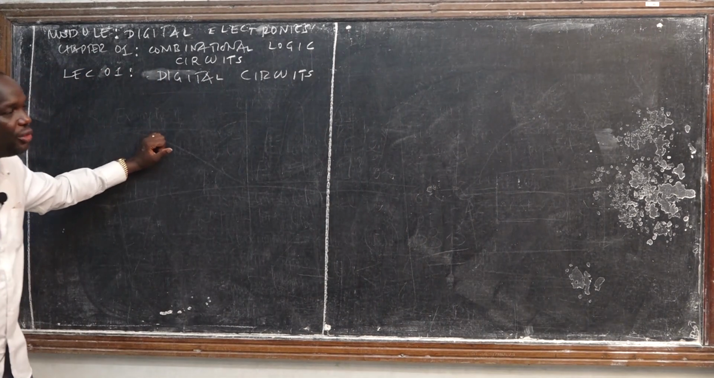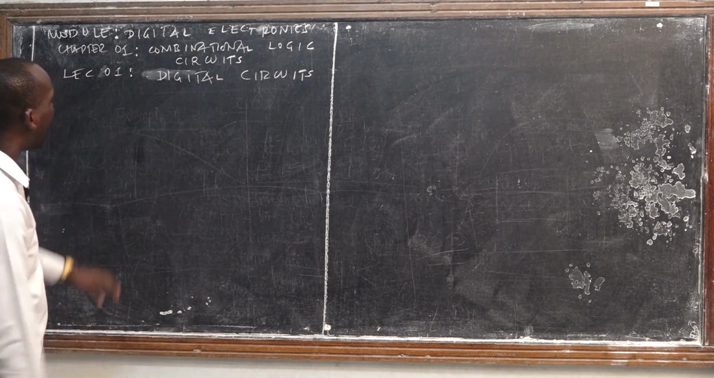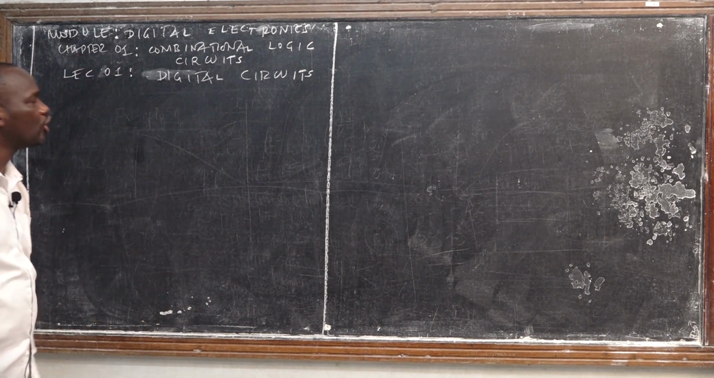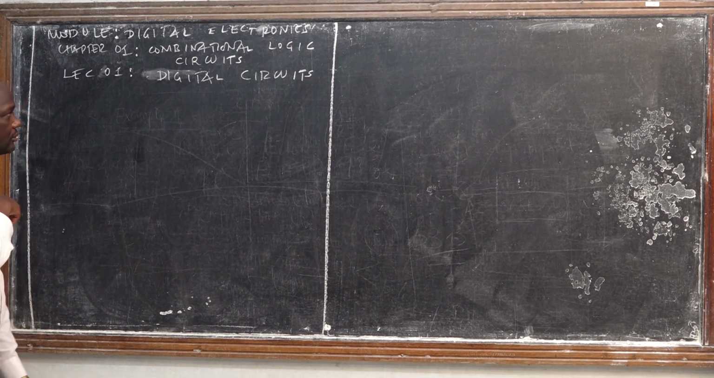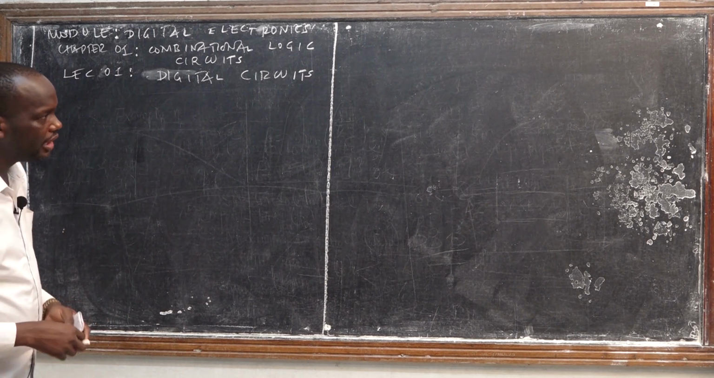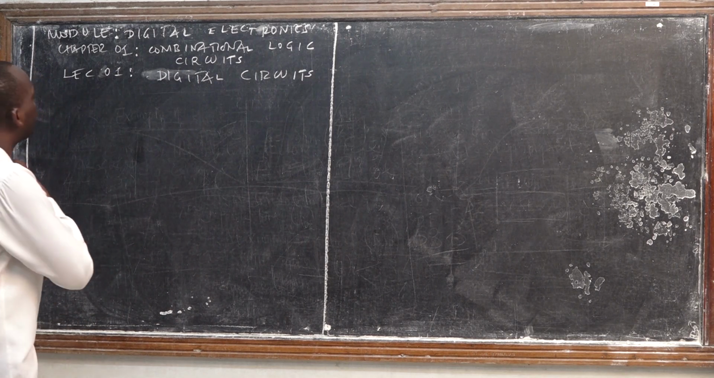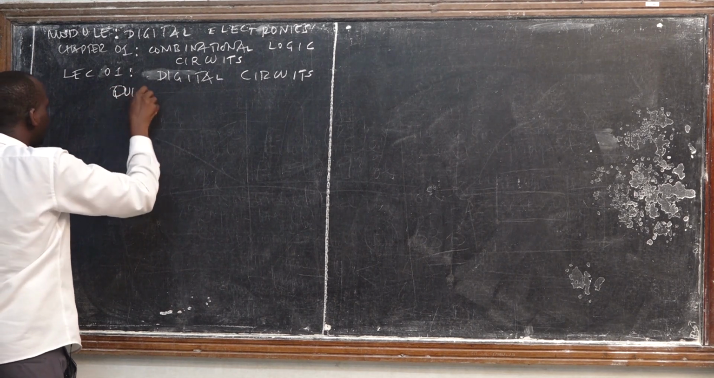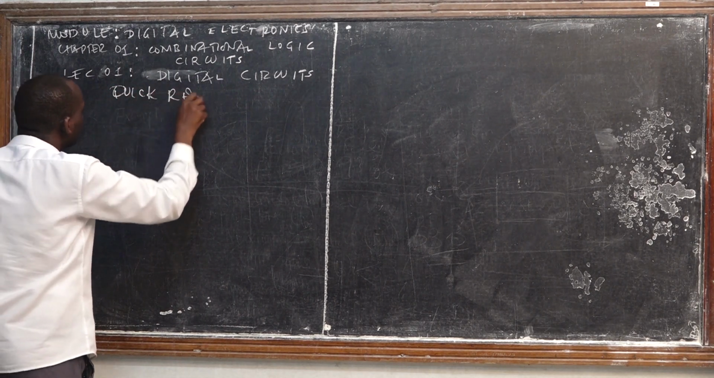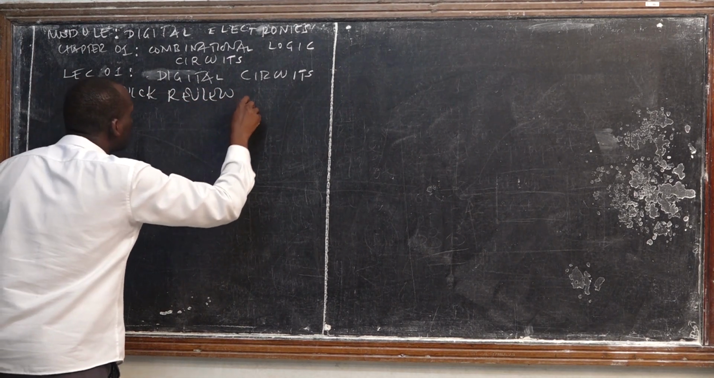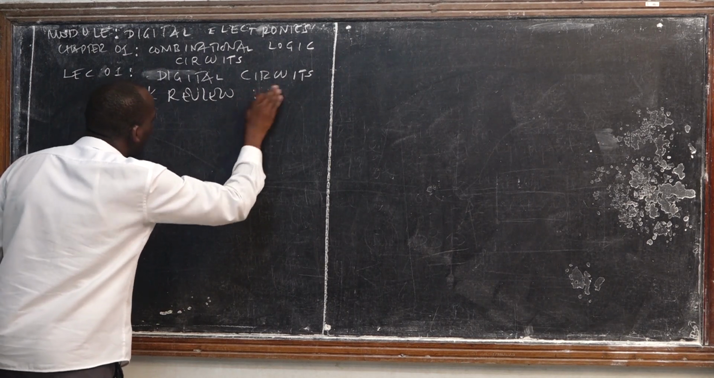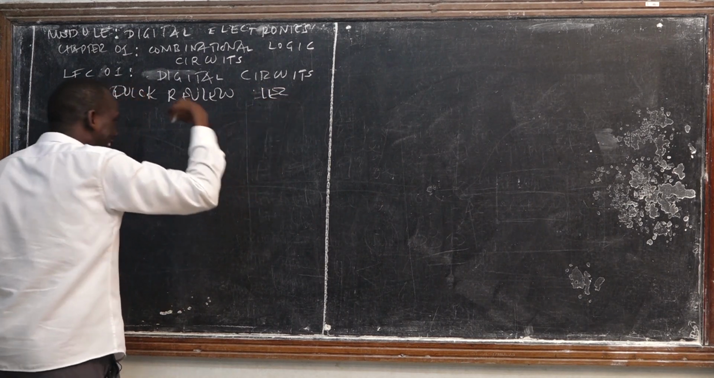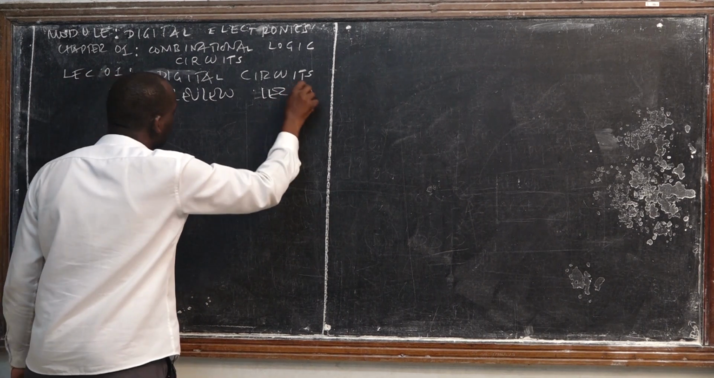So let us continue with digital electronics. We are in chapter 1, called combinational logic circuits. This is lecture 1, called digital circuits. Let me do a quick review of what we covered in lecture 0. A quick review is actually a brief connection between lecture 1 and lecture 0.